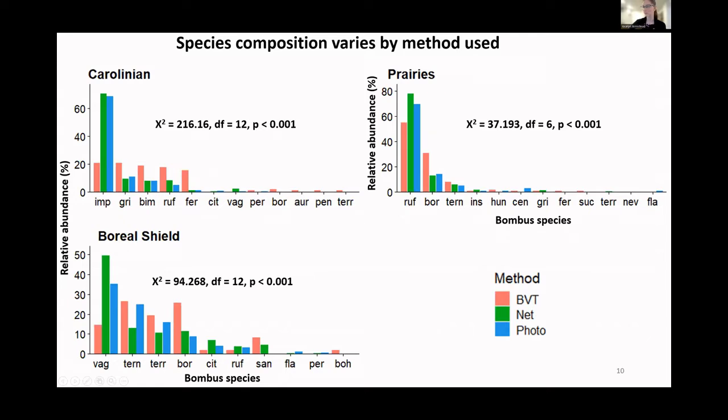To provide some statistics for this, I ran chi-squared tests, and indeed, for all 3 regions, the chi-squared indicated that yes, the species composition varied significantly by collection method used.